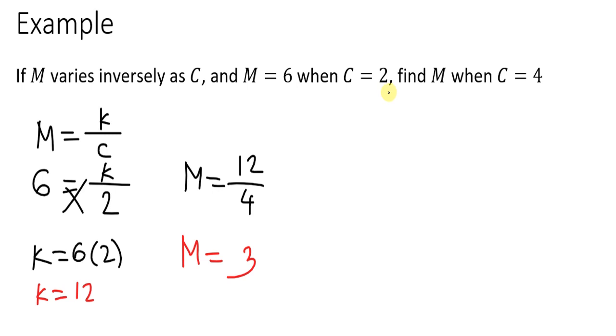Kapag yung c ay 2, yung m ay 6. Pero kapag yung c ay 4, yung m ay magiging 3. So, pag tumaas yung c, yung m naman ay bumaba.